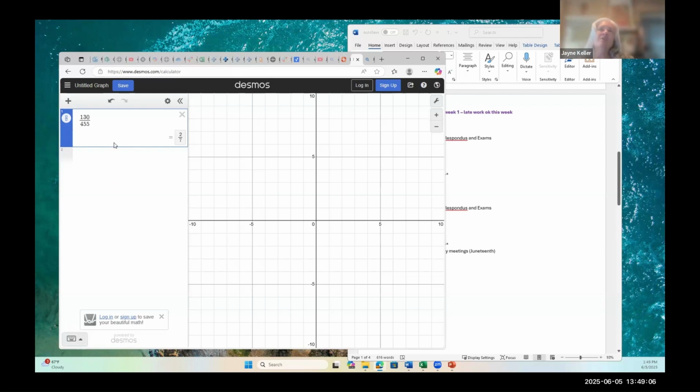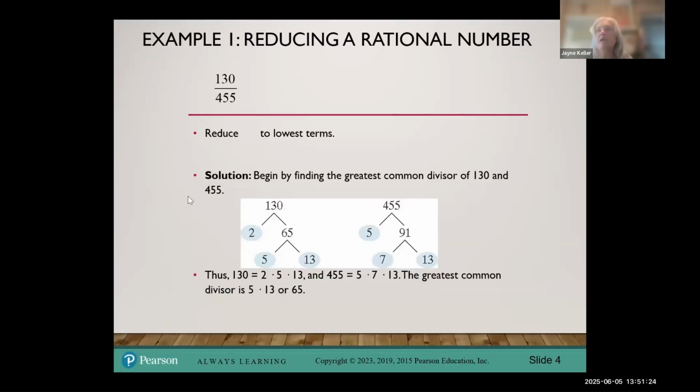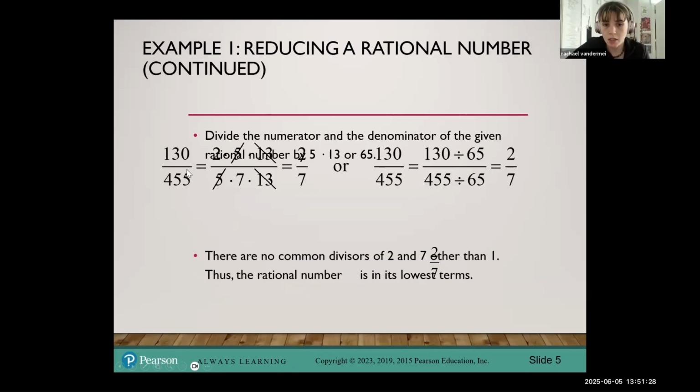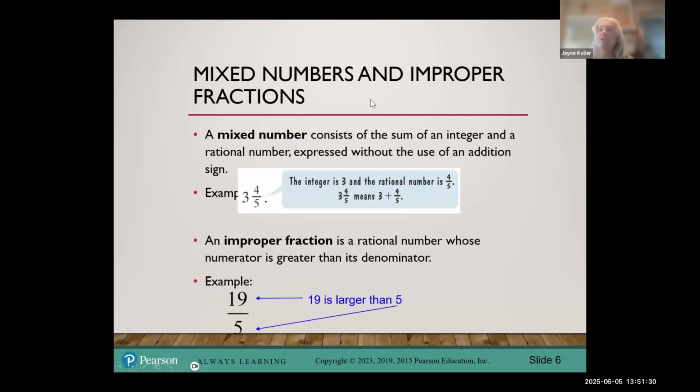Sometimes if it's a simple one and I can see something that divides out, I'm not going to waste my time going to Desmos. But for this one, it may not be immediately obvious. So this maybe is a good one to use for Desmos. Pull this one back up so you can see the slideshow again. Okay, so there was our other way to do it.